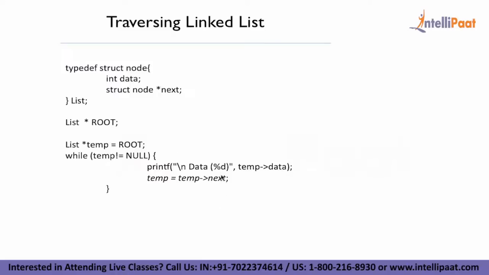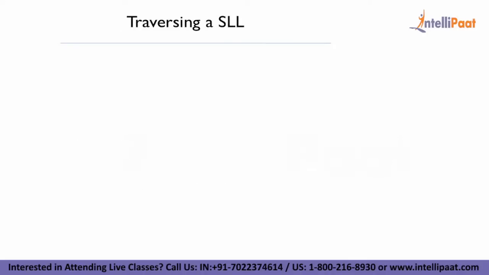So temp will keep on increasing until temp becomes null, because at one point of time, if we have a terminating linked list, the last element of the linked list is pointing to null, so we will hit that pointer and get null. So this loop will end, and we'll end up traversing the entire linked list. Let's see how we traverse a linked list.